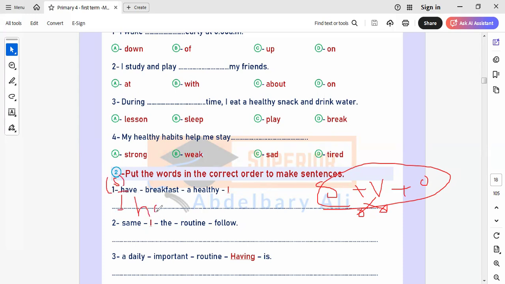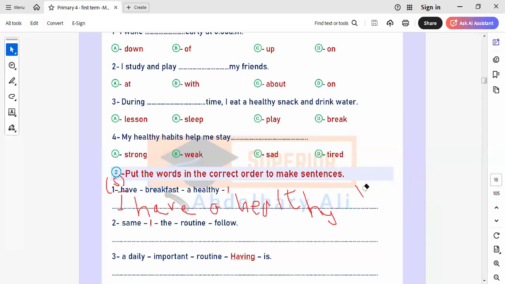I have a healthy breakfast. Here it will be: I have a healthy breakfast. I have here a healthy breakfast.